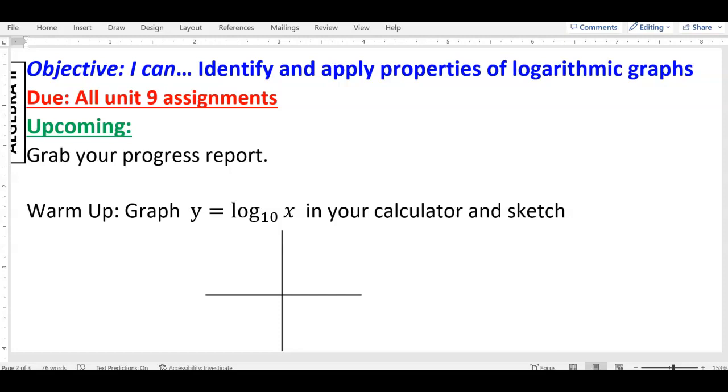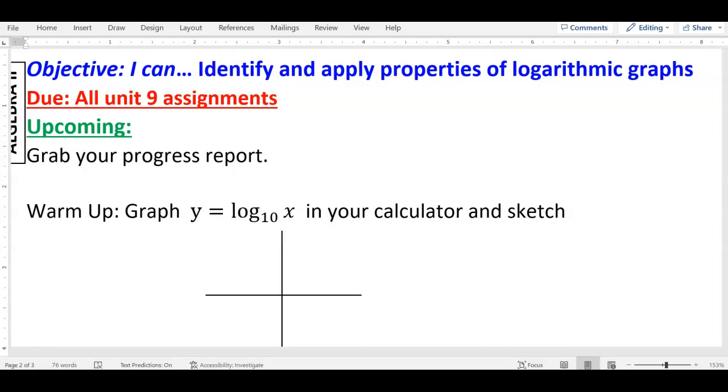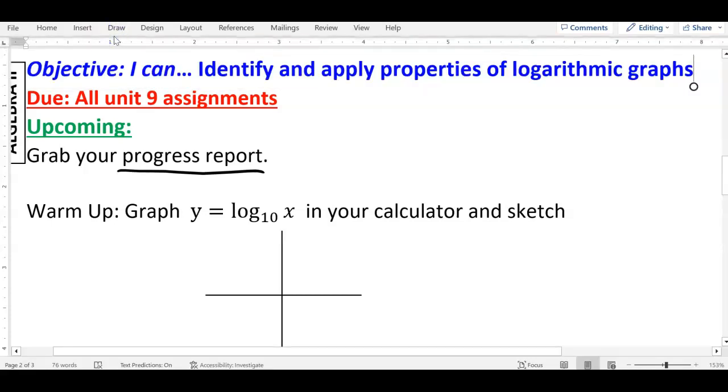Okay, so again, yesterday we did the Unit 9 test. If you didn't take it yesterday, you should be taking it now. You can use your notes in your review, it's fine. But we're moving on to Unit 10 today, okay? You should have got your progress report over there by the door, and you want to think about getting missing work done and turned in, yes?